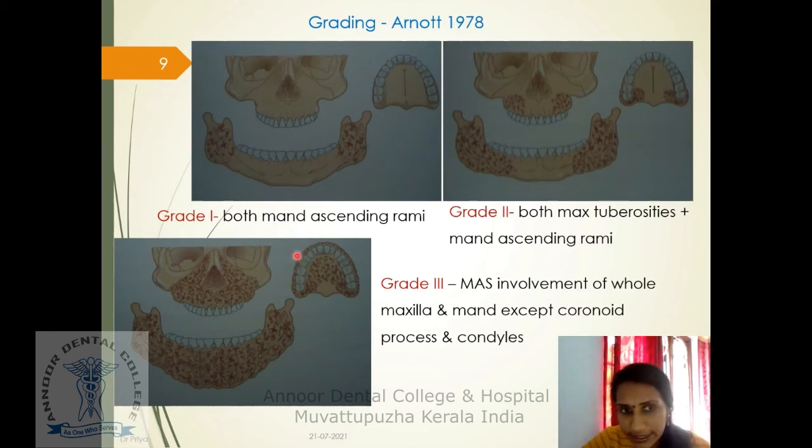As the grade increases, you have the entire maxilla and mandible being affected. So it is similar to McCune-Albright syndrome, involvement of whole maxilla and mandible except coronoid process and condyle. So this is a grading which was given by Arnott in 1978.